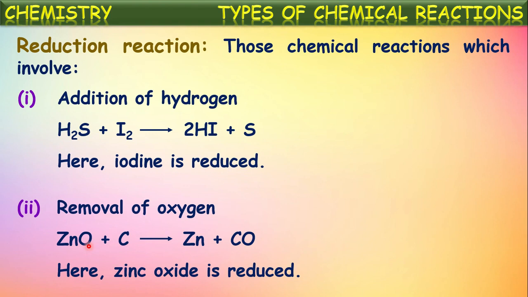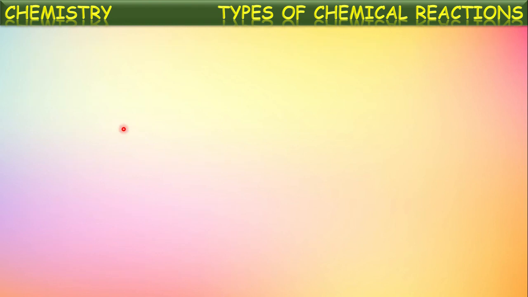Now we can say here zinc oxide is reduced. If we say in terms of carbon, carbon is oxidized because oxygens are added to carbon to convert it into carbon monoxide, isn't it? So carbon is oxidized, zinc oxide is reduced. In this reaction also you can say both. Hydrogen sulfide is oxidized whereas iodine is reduced. Okay, these are oxidation and reduction reactions in terms of oxygens and hydrogens.